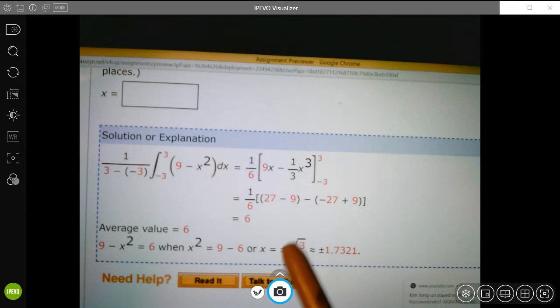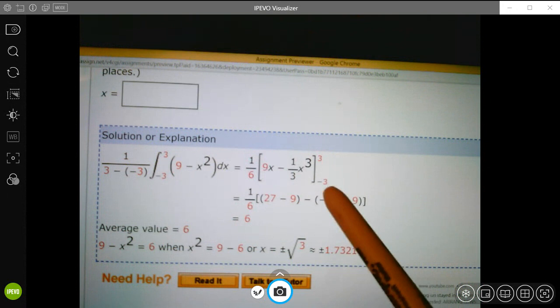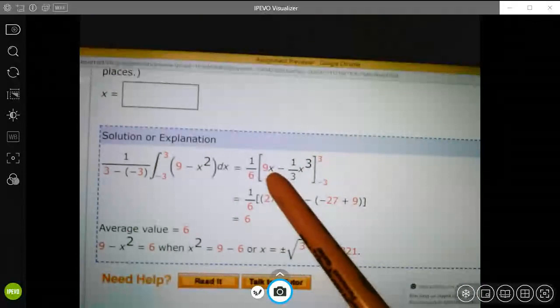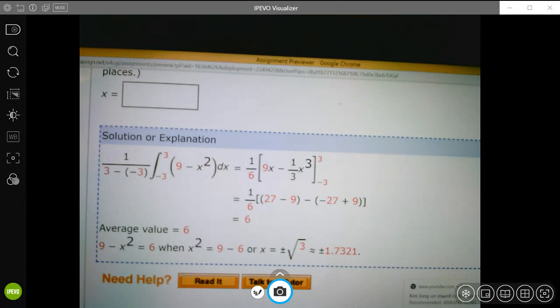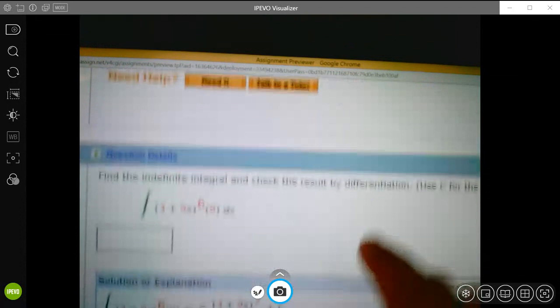Then how do you compute this one? This is the antiderivative. So now you plug in 3 into this, minus you plug in negative 3 into this. Then you will get 9 times 3, 27, minus 27 over 3, which is 9. If you plug in negative 3, you'll get minus 27 plus 9. If you compute this one, it will be 6. Remember, the fundamental theorem of calculus is telling you f of b minus f of a. Okay.